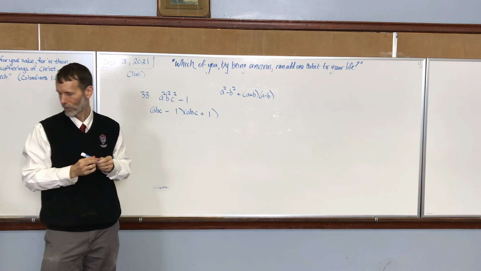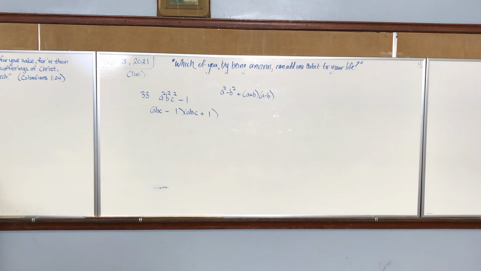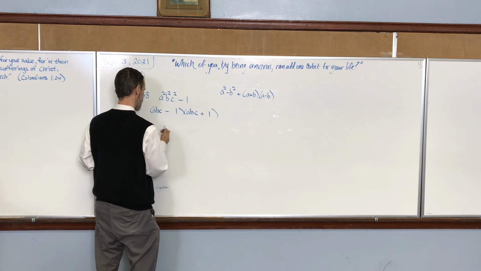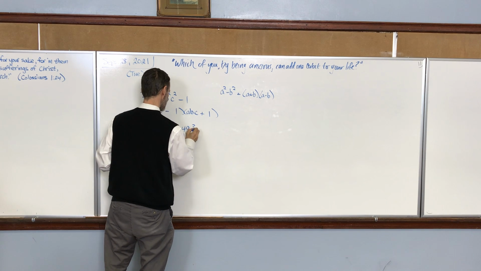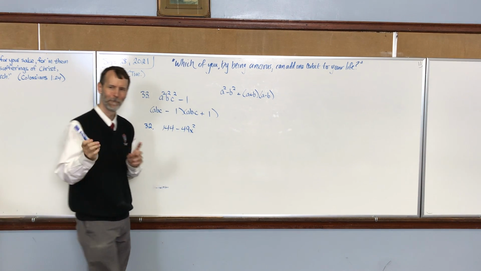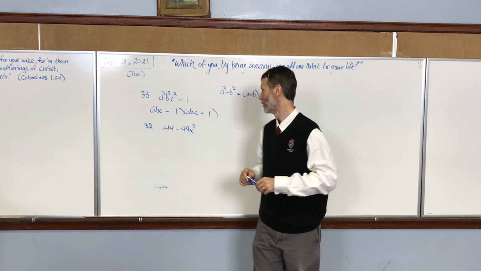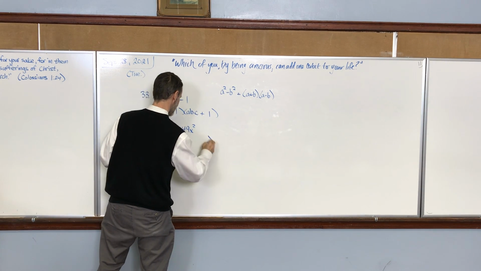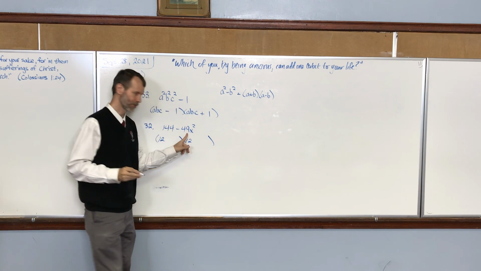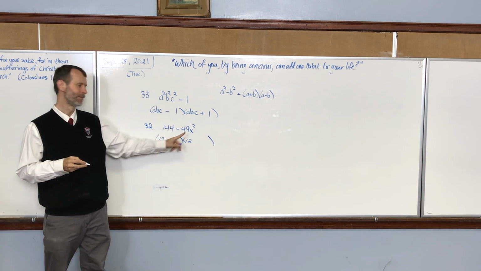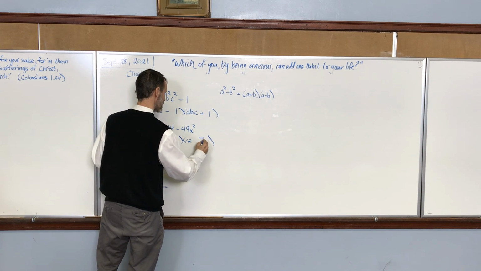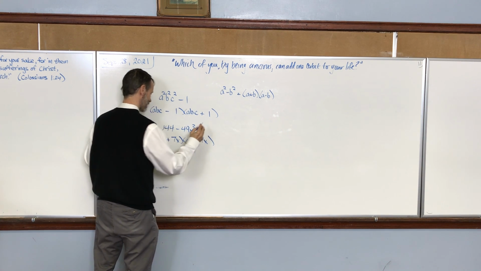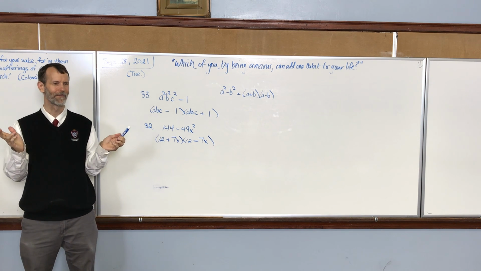You did 32. 32, Suzanne, okay. 144 minus 49x squared. Does this look like it might be a difference of two squares? Yeah, might be. What did they square to get this? 12. So if we're doing difference of two squares, it's going to be 12 and 12. Does this look like a square? Like what? So 7x and 7x. How do you make it look like a difference of two squares? 12 plus 7x, 12 minus 7x. Done. Make sense? Next.